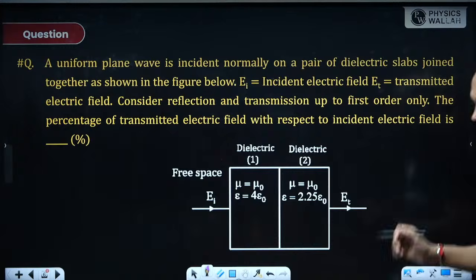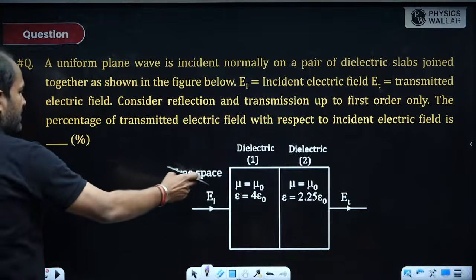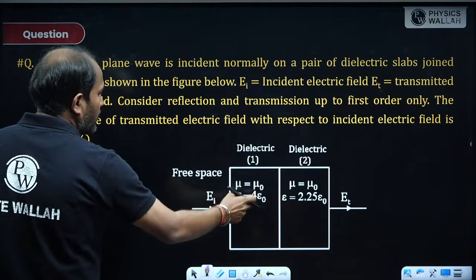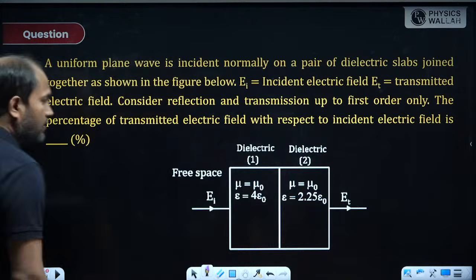So they are asking the transmitted electric field with respect to the incident electric field. First option has 1, 1, second one has 1, 4, third one has 1, 2.25, and fourth one has 1, 1. So we are going to discuss this one.